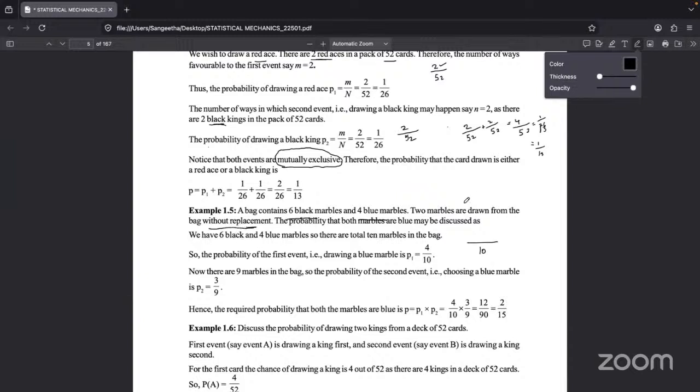So first, how many are being picked? What is the question? Blue marbles are picked. How many blue marbles do we have? 4. 4 by 10. So the first probability, P1, equals 4 by 10.